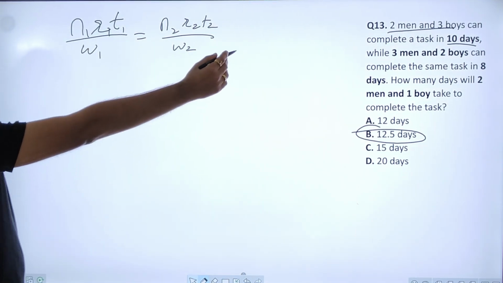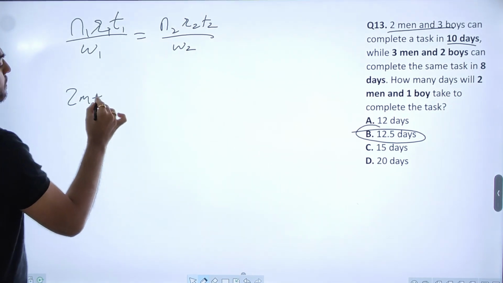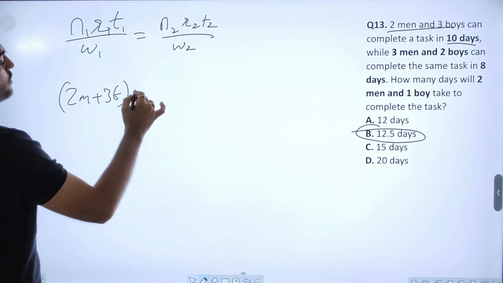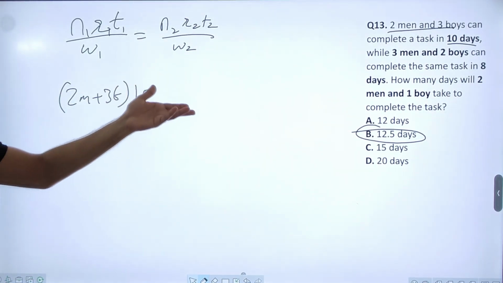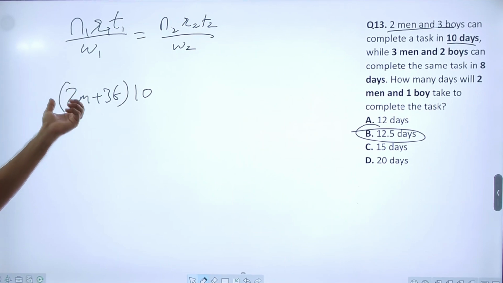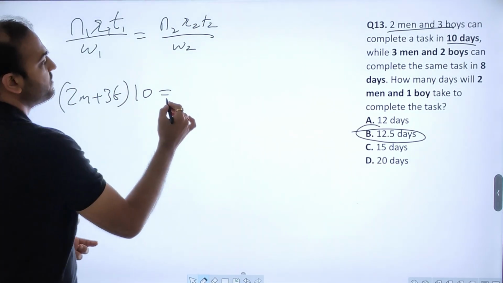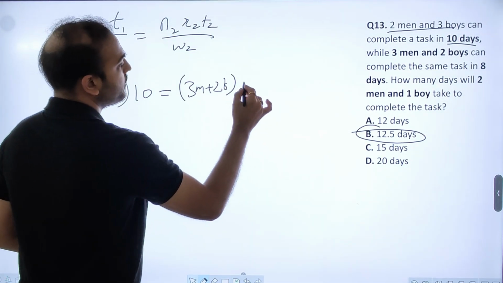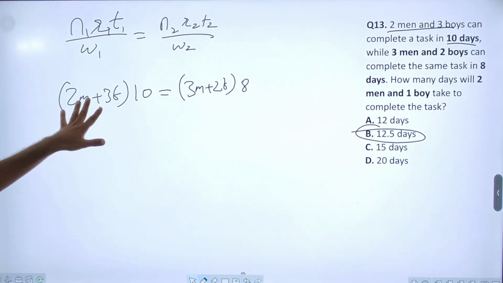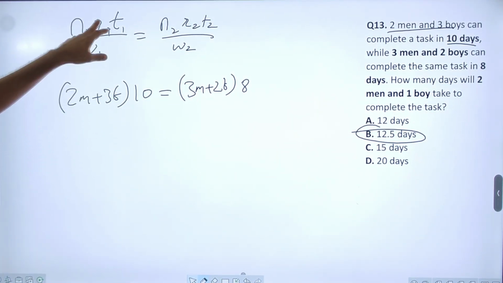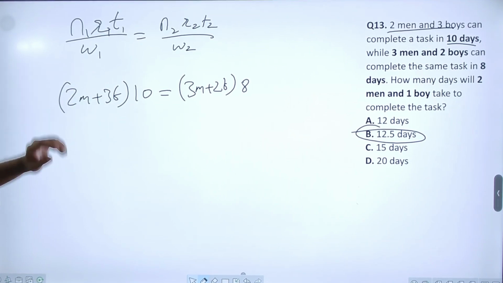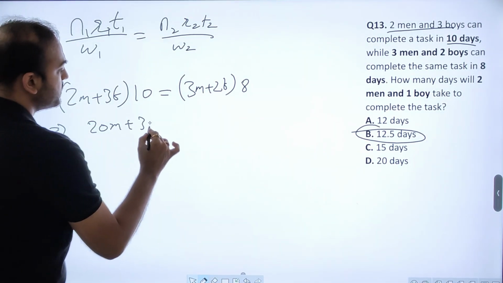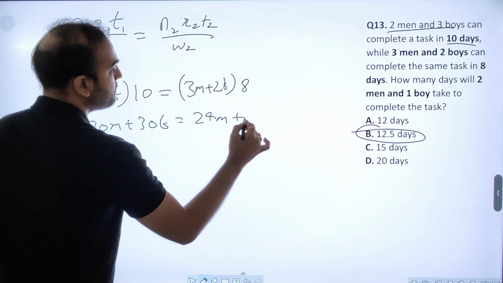N in this question is 2 men plus 3 boys. Rate we don't know, that's okay. Time is given to me as 10 days. Work, they are all doing the same work, so we don't write work. We just write N1 T1 is equal to N2 T2, that is 3 men plus 2 boys, into 8. Here M and B are the rate of man and rate of boy. If we solve this, we get 20M plus 30B is 24M plus 16B.